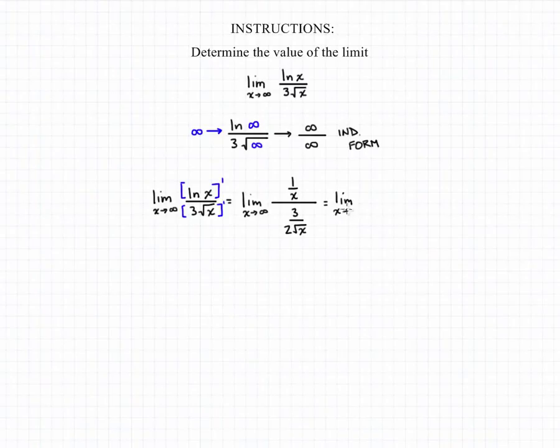And we can simplify this. Dividing is the same as multiplying by the reciprocal. So we make this 1 over x times 2 times the square root of x over 3. And we can make that into 2 root x over 3x.